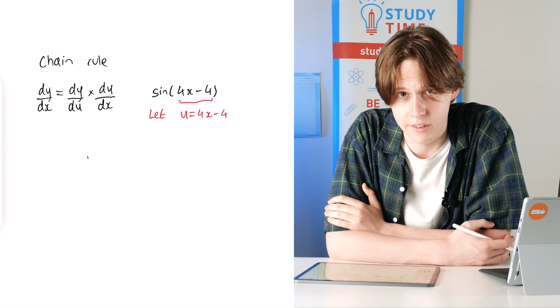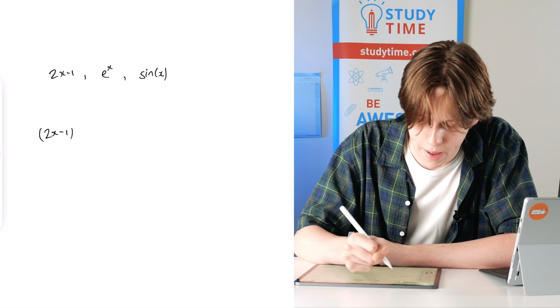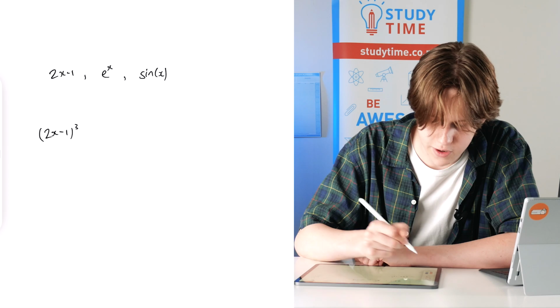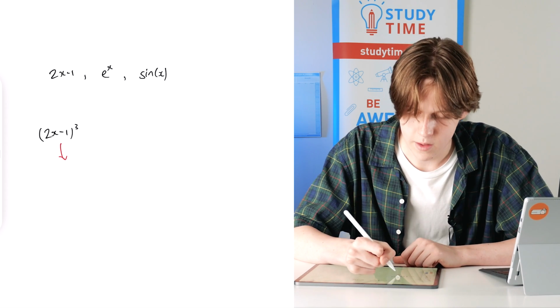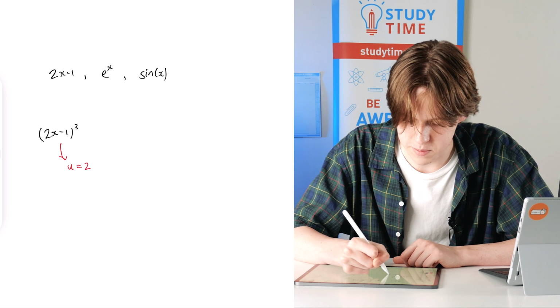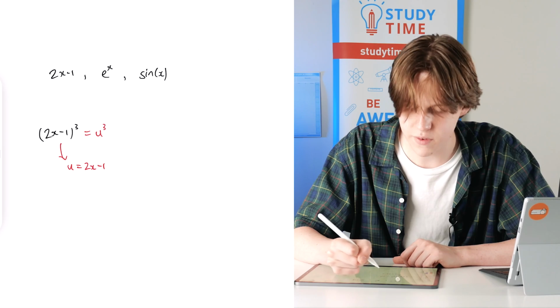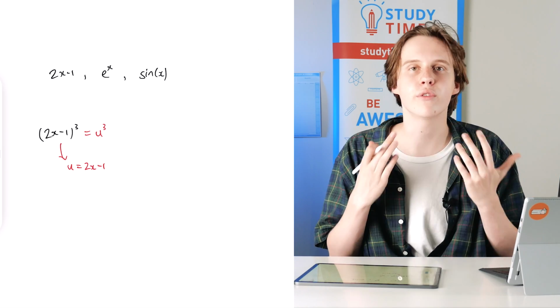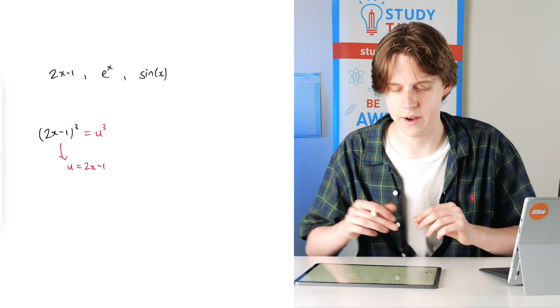So let's have a look at an example of that. 2x minus 1, maybe, to the power of 3. So the outside function here is, we can call the inside function u, right? We'll say u equals 2x minus 1. And this equals u to the power of 3. So the outside function is just something to the power of 3. And the inside function, well, that's 2x minus 1.